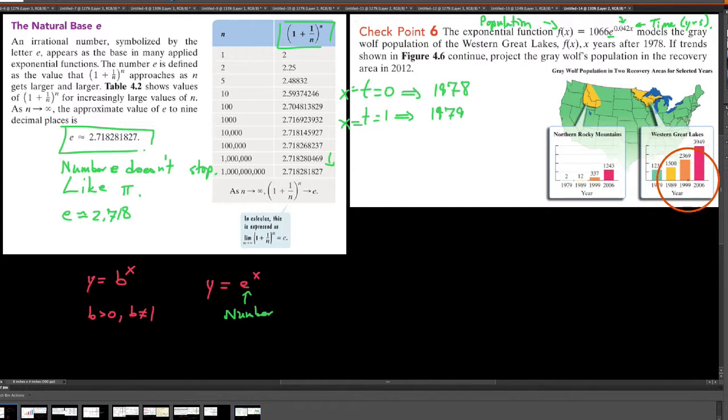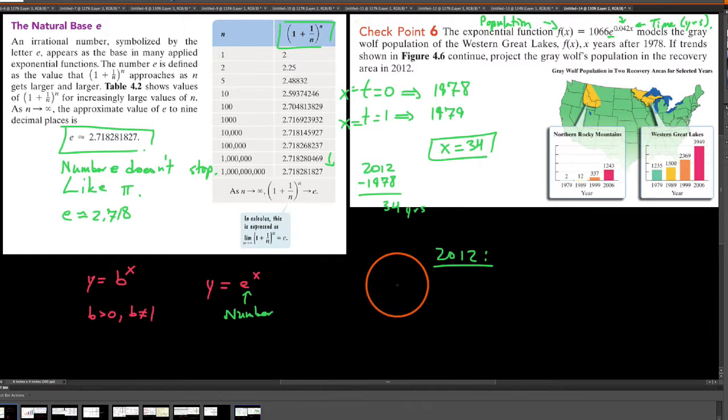So for 2012, the first thing I would want to do is ask, how many years after 1978 is this? If we take off 1978, this would be 22 plus another 12, which is 34 years. So really what I've done here is give us an x value. We say 34 years after 1978, go find the population in the recovery area. So for 2012, x equals 34. We're just going to plug this into our model. So f of 34: what's our population at the 34th year afterwards?